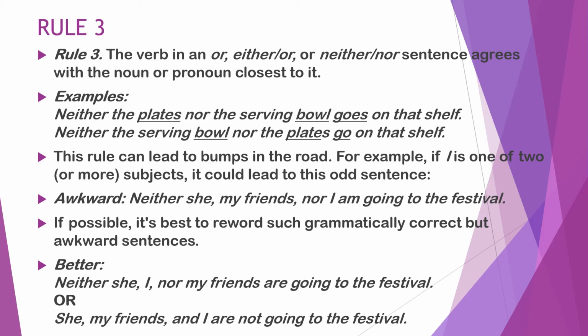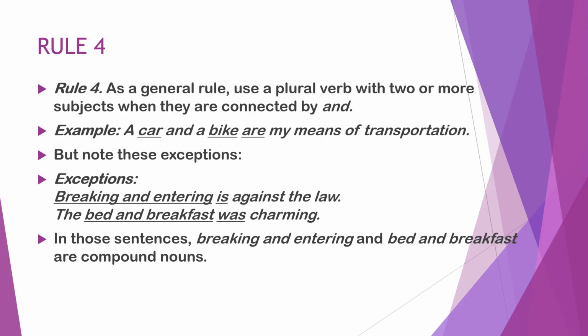All right. Rule number 4. It's a general rule. Use a plural verb with two or more subjects when they are connected by the word and. Example, a car and a bike are my means of transportation. Yes, the word and shows that there's more than one, just the word and.